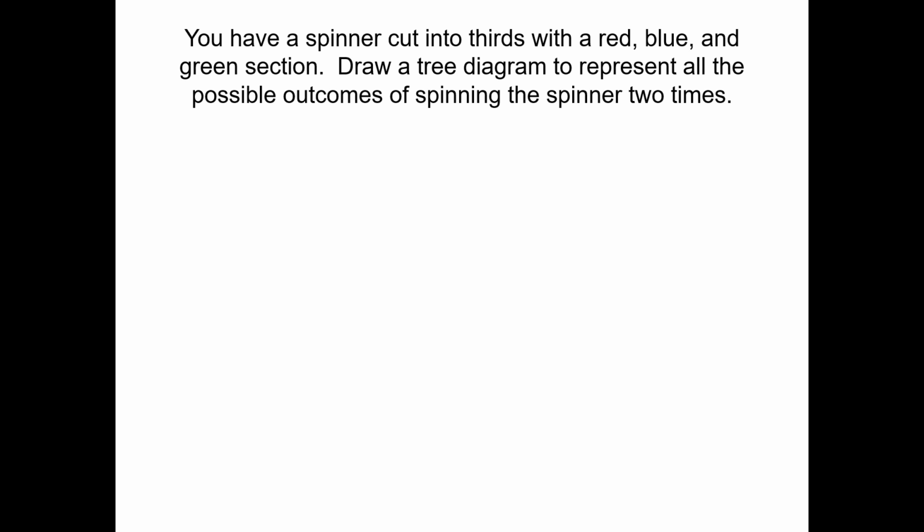So your event 1 would be spinning a spinner with the outcomes red, blue, and green. Your event 2 is going to be spinning a spinner with the outcomes of red, blue, and green. However, remember, red, blue, and green need to go back to your first red outcome. They also need to go back to your first blue outcome, and they also need to go back to your first green outcome.